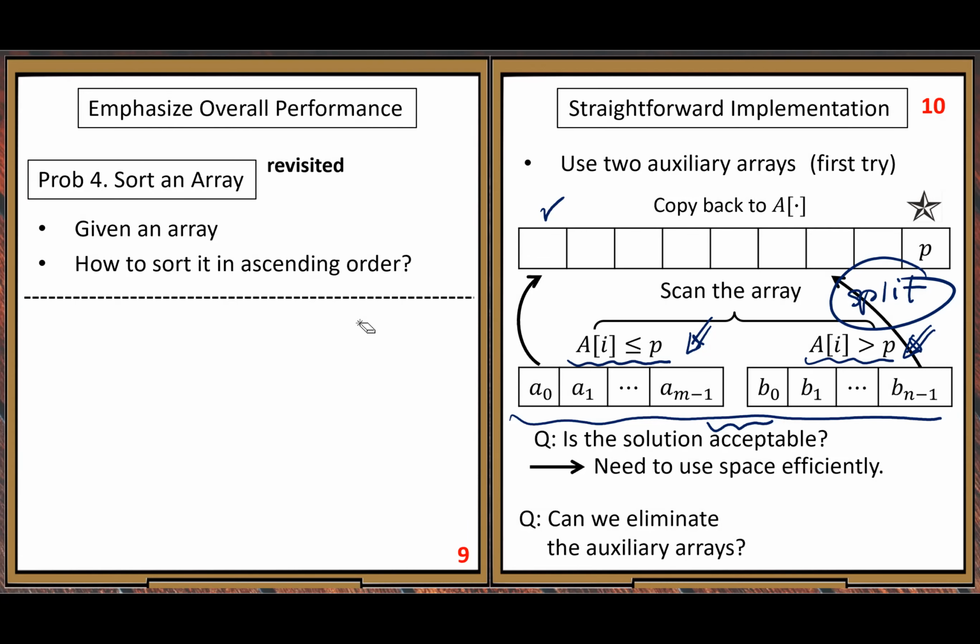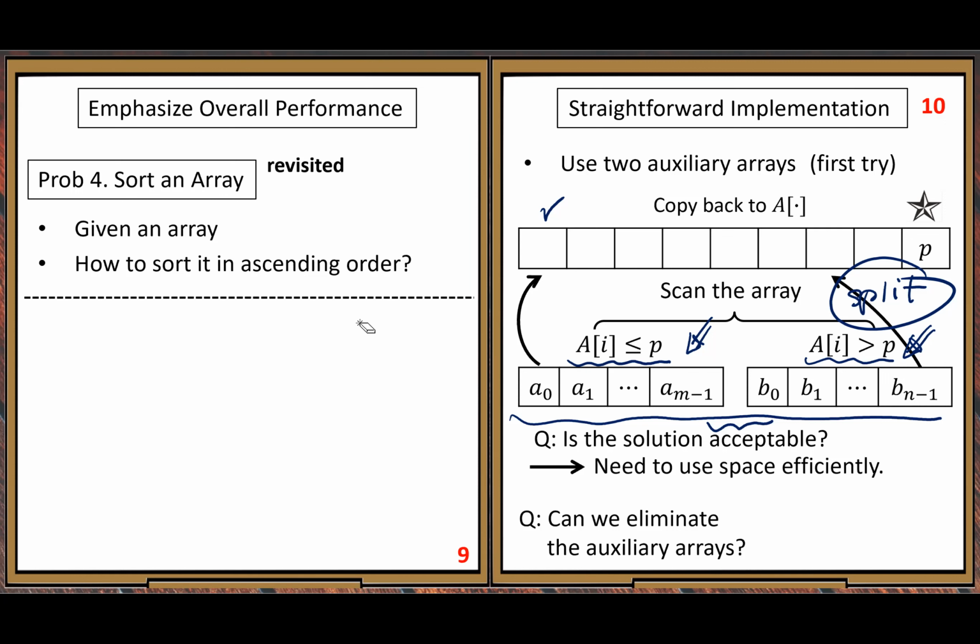We know the critical step for quicksort is the partitioning step. To get a partition, if we only want to get the result without considering other factors, that's not very hard. So our first try, we use two auxiliary arrays.